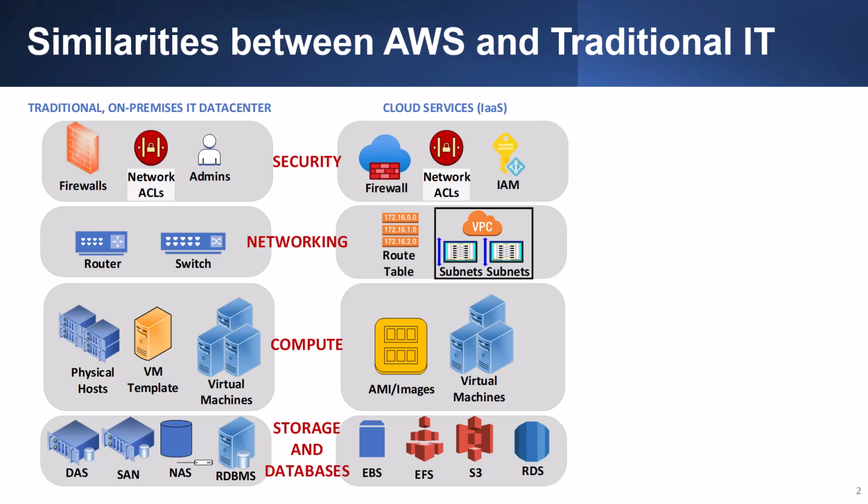Within the infrastructure as a service, you have different storage buckets at the bottom. The compute services have your virtual machines. In the networking layer, you define your route tables and subnets. The security layer has the firewall and ACLs.